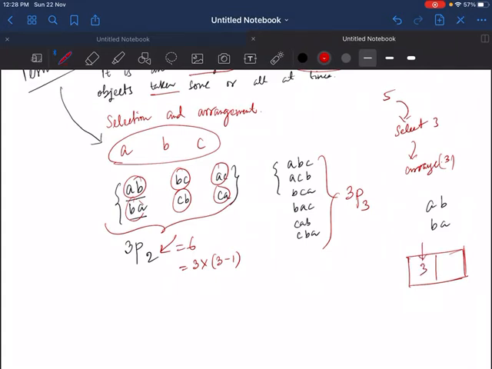There are 3 ways we can fill this one. And how many ways we can fill this one? There are 2 ways. So 3 into 2, that is 6. So that's how we got 6. Okay, clear? Understood? So 3p2 is equal to 6.